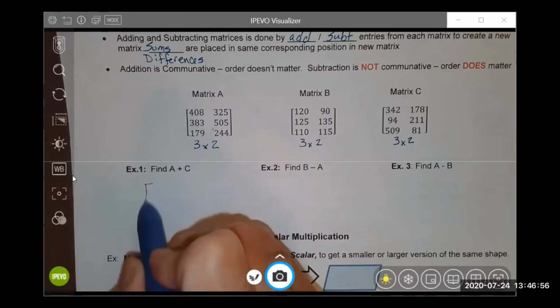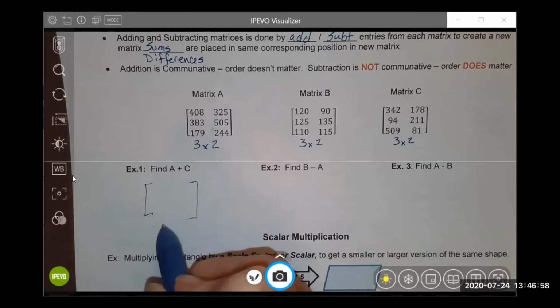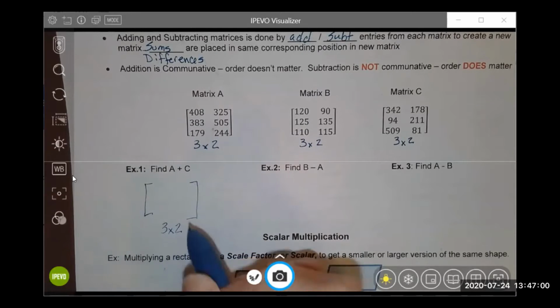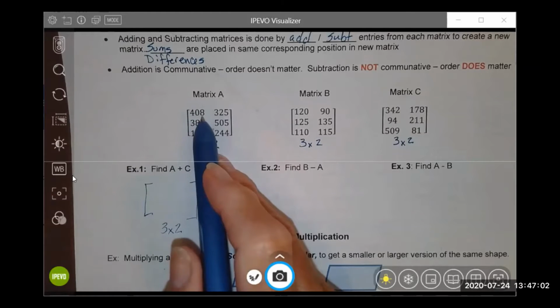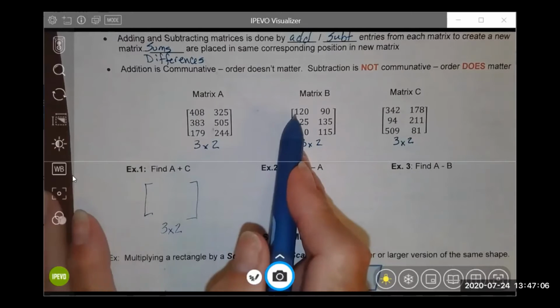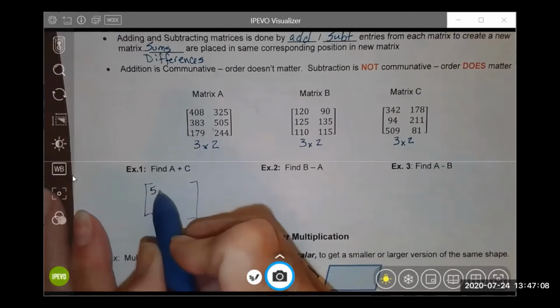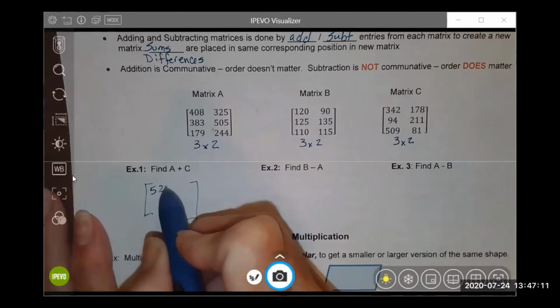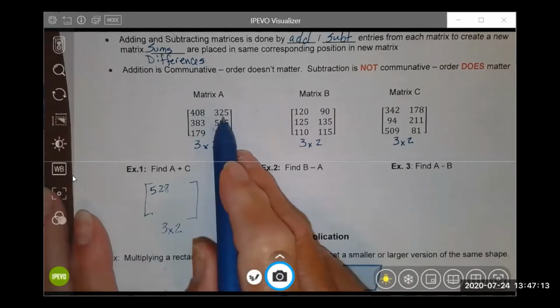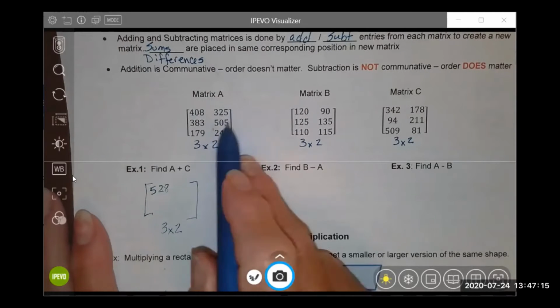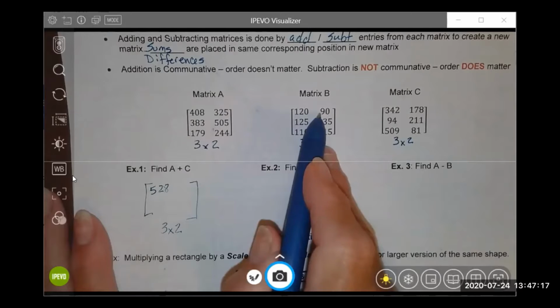I'm going to get a resulting matrix that is also going to be a 3 by 2, and I take the first number in matrix A and add it to the first number in matrix B, and that would give me 528. I could take the second number, 325, and add it to 90.